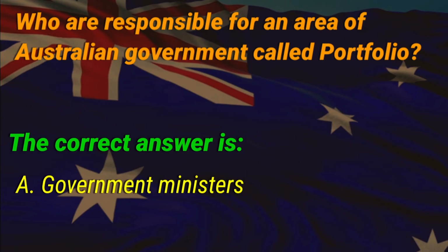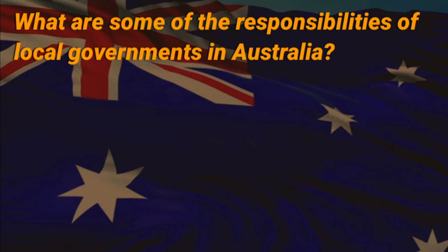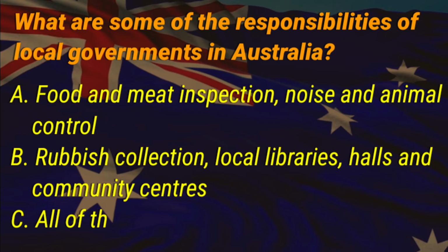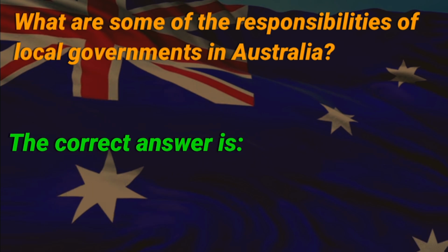Government ministers. What are some of the responsibilities of local governments in Australia? A. Food and meat inspection, noise and animal control, B. Rubbish collection, local libraries, halls and community centers, C. All of the above. The correct answer is C.